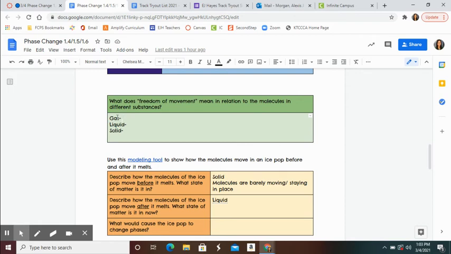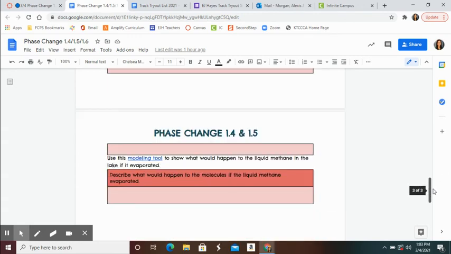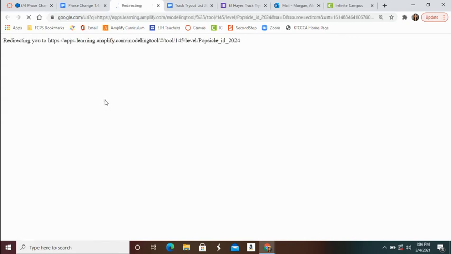So how do the molecules move in a gas? How do the molecules move in a liquid? And then how do they move in a solid? I started doing this with the last group. But there are 3 modeling tools here that are all hyperlinked, and you're going to want to use each one for the boxes below it. So you're going to click here on that modeling tool. For all 3 of these modeling tools, they're going to help you create a visual. And then based on the visual that you create, you're going to fill in the boxes on the doc based on what you came up with.